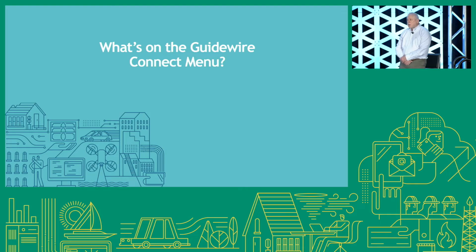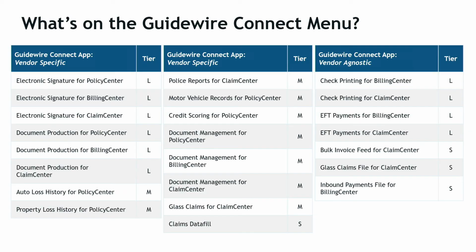So let's take a minute and talk about what's on the menu for Guidewire Connect. So the first thing to point out for this slide, there's 3 columns. The first 2 columns are apps that are specific to a particular vendor or a particular solution partner. The third column includes Connect apps that are not specific to any particular vendor. And we'll talk a little bit about that in a second.